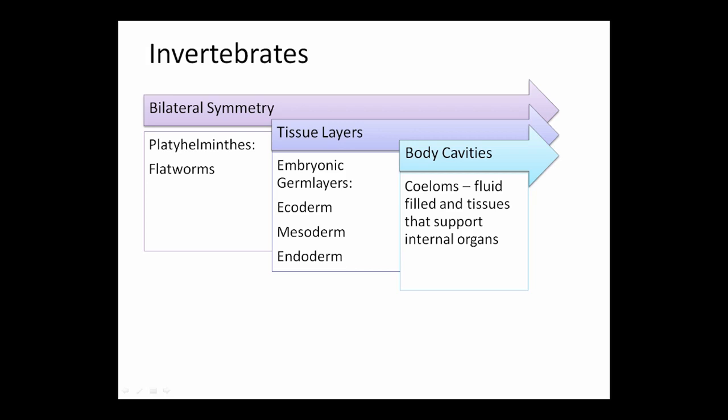So some other key events that occurred in the evolution of animals. It begins with the invertebrates. So we have bilateral symmetry, which we start with in the flatworms. This is where your body can be divided into left and right sides. Then we form three different tissue layers. We get embryonic germ layers: ectoderm, mesoderm, and endoderm.